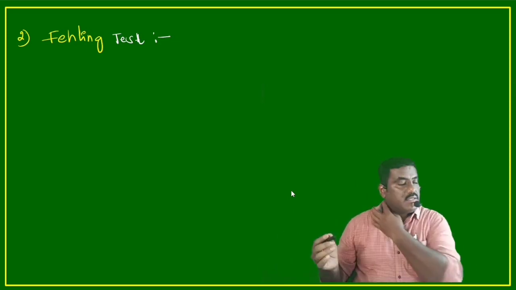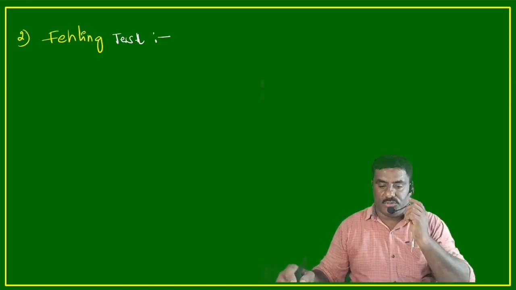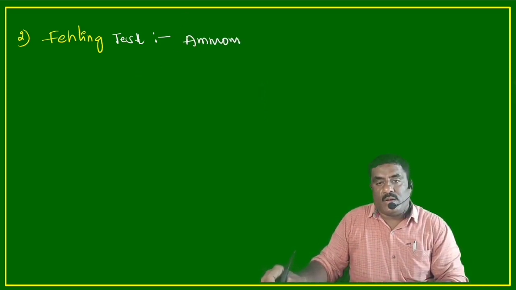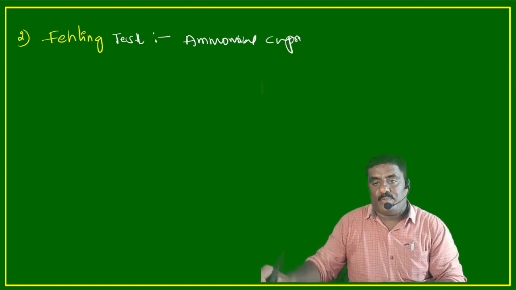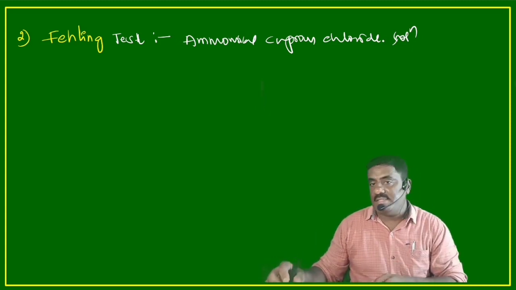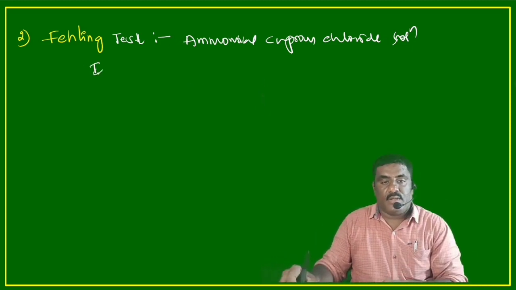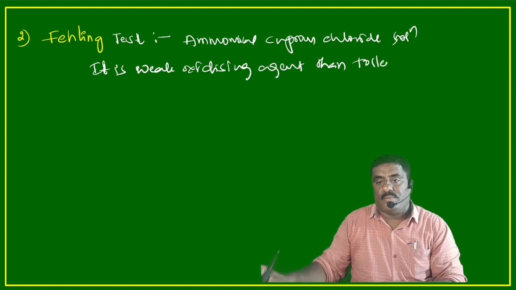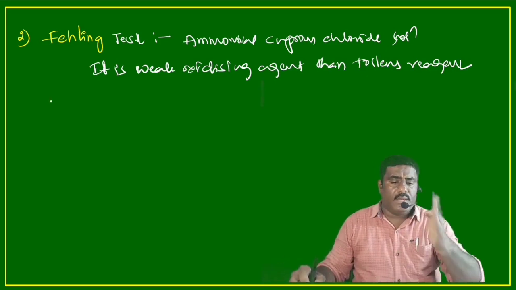Next is the Fehling's test, or Fehling's solution. What is Fehling's solution? Ammoniacal cuprous chloride solution is called Fehling's solution. It is a weaker oxidizing agent than the Tollens reagent. It contains two solutions.